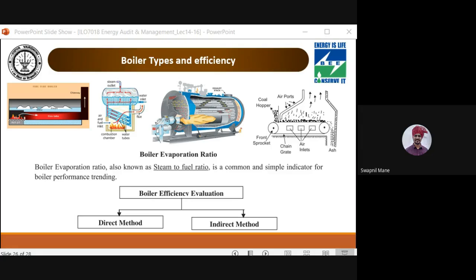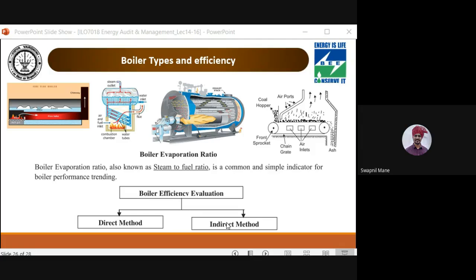Right? Then comes boiler efficiency. Boiler efficiency means the thermal efficiency. Thermal efficiency of the boiler is the percentage of heat input that is effectively utilized to generate steam. There are two methods of assessing the boiler efficiency: the direct method and the indirect method. In the direct method, the energy gain of the working fluid is compared with the energy content of the fuel. That means how much energy is given out by the fuel and how much energy is gained by the working fluid is compared directly.